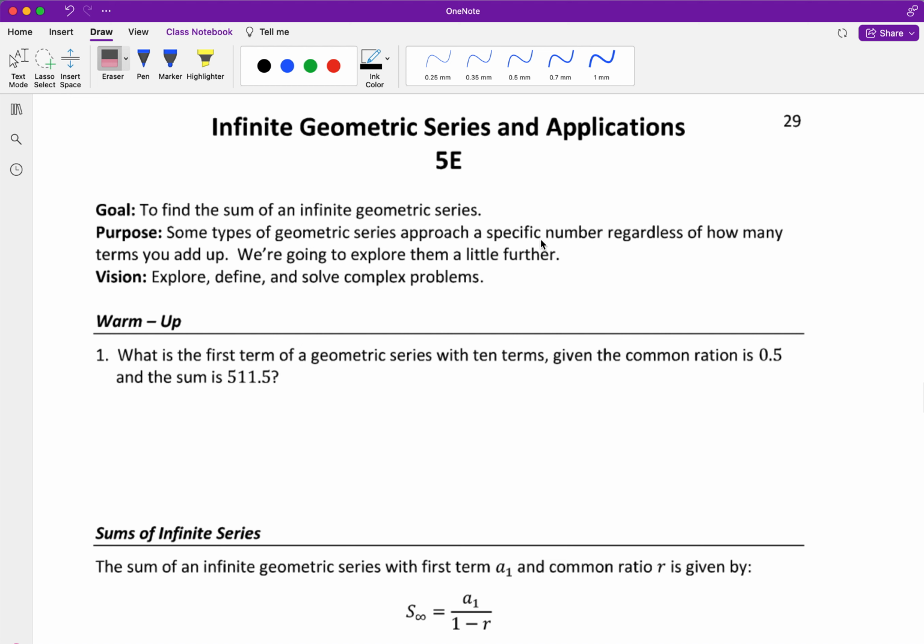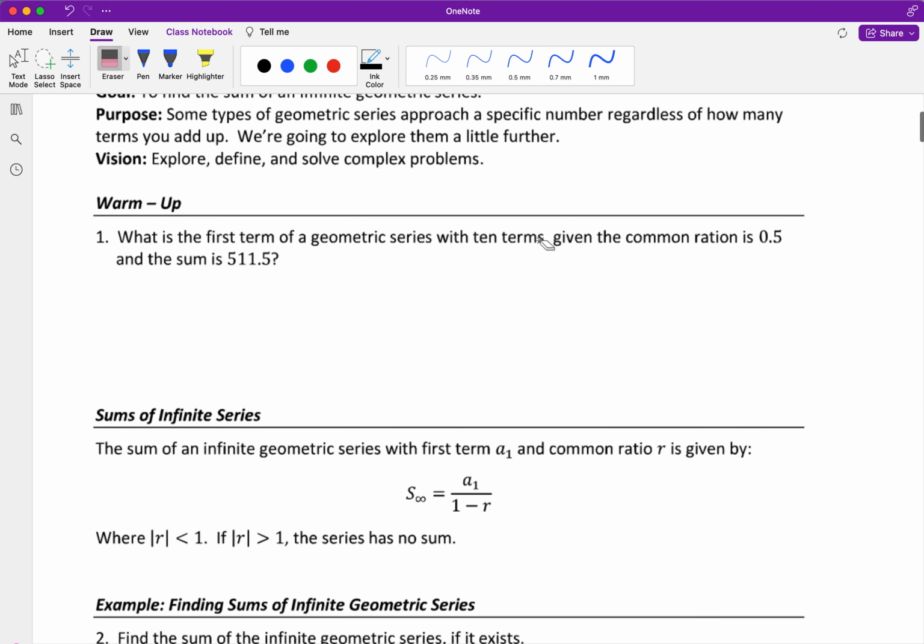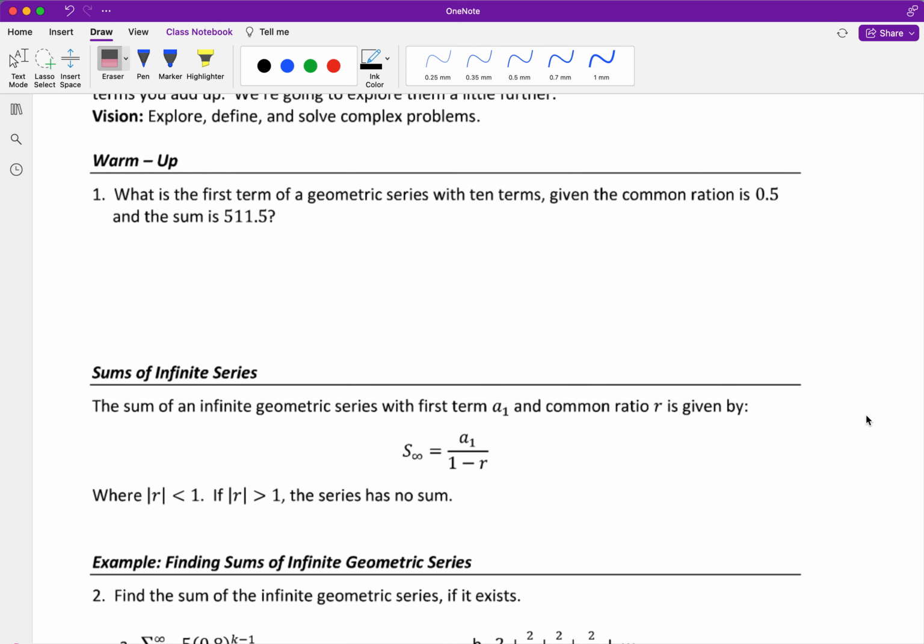Hello and welcome to day 5 of our sequences and series unit. Today we're going to be going over infinite geometric series, so infinite geometric sums, as well as some applications of geometric sequences and sums. So let's jump right into it with this little warm-up question.